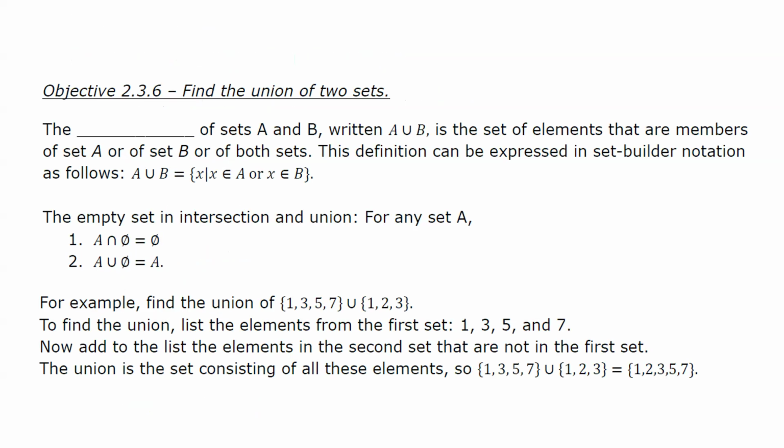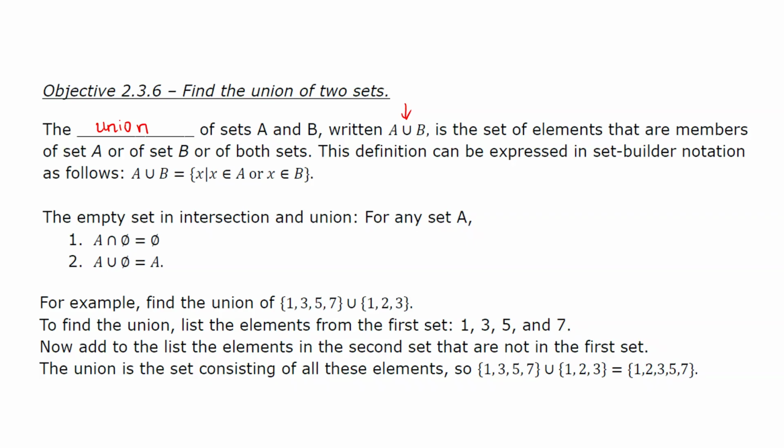Objective 6, find the union of two sets. The union of sets A and B, written A union B, is the set of elements that are members of set A or of set B or of both sets. This definition can be expressed also in set builder notation as follows. A union B equals all x values such that x is an element of A or x is an element of B.